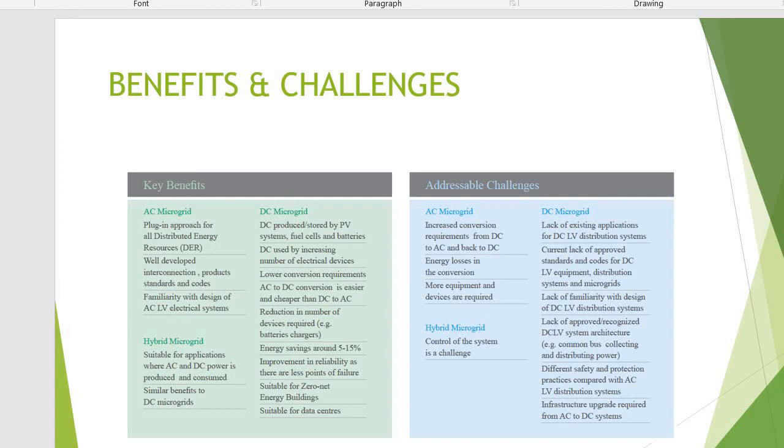And what are the challenges? When we talk about an AC microgrid, there are certain challenges also. When we talk about a DC microgrid, there are also certain challenges. In hybrid also, the control of the system is a challenge itself. Increased conversion requirement from DC to AC and back to DC is a challenge. Energy losses are also a challenge, right? And when we talk about DC, there is a lack of approved standards and codes for DC equipment, lack of familiarity with DC designs, low voltage distribution systems, and infrastructure upgrades required from AC to DC systems. So these are a few benefits and challenges when we talk about the microgrid.